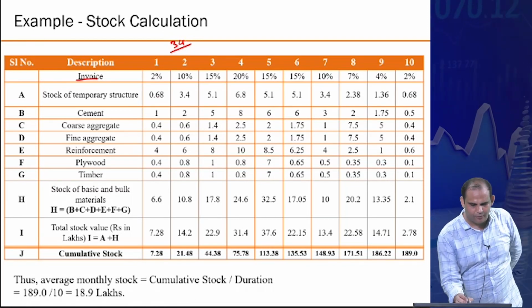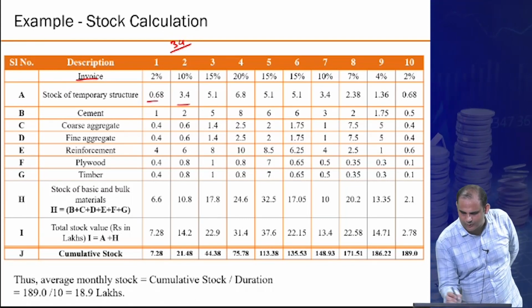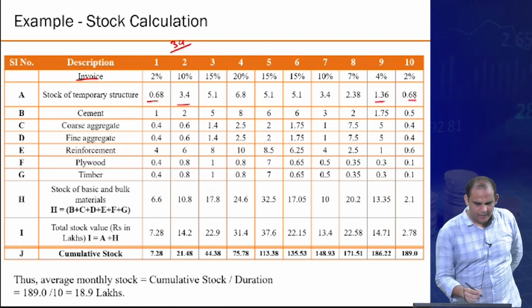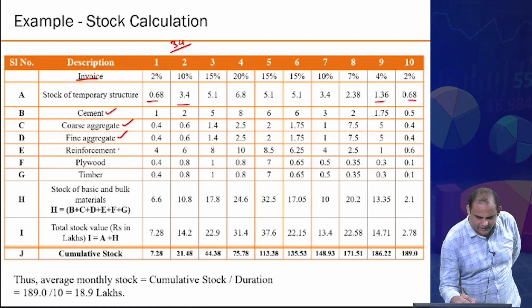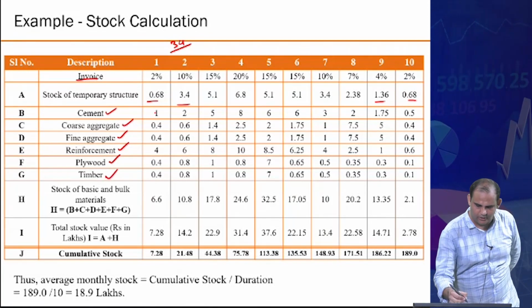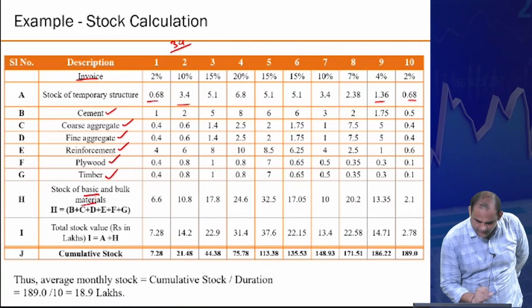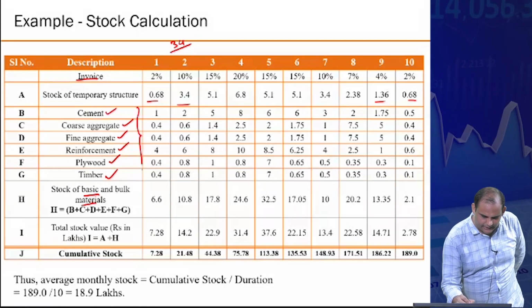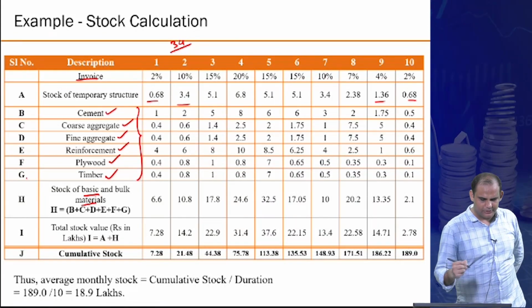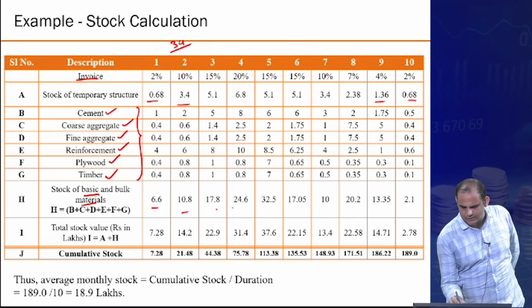So that 34 multiplied by 2%. So this comes out to be all these values. Then you have cement stock, coarse aggregate, fine aggregate, reinforcement, plywood, timber. All these values are given to you. So the stock of basic and bulk materials, which is just the material side of it, is just B to G. So that is all this amount.